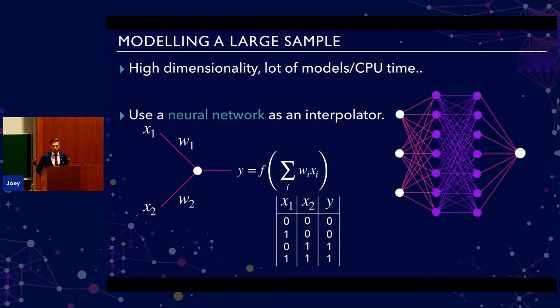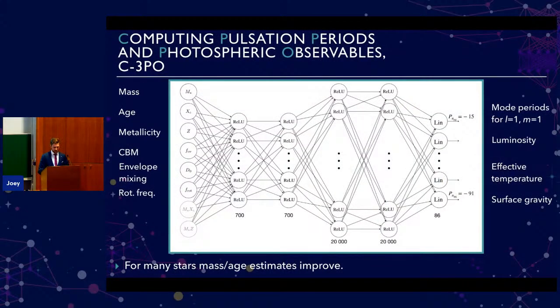But of course, we want to do much more complicated things than that. So what we do is couple these neurons into different layers to form a neural network. I'm trying to train a neural network for computing pulsation periods and photospheric observables, or C3PO for short.